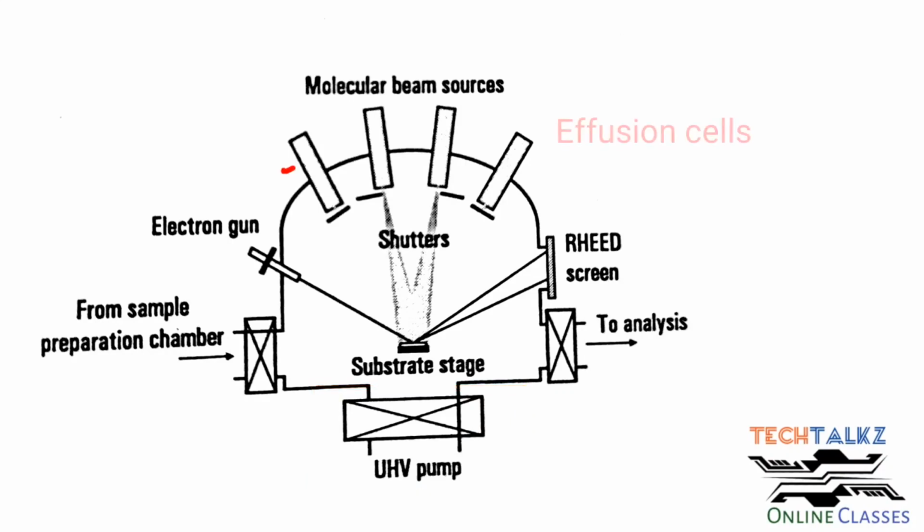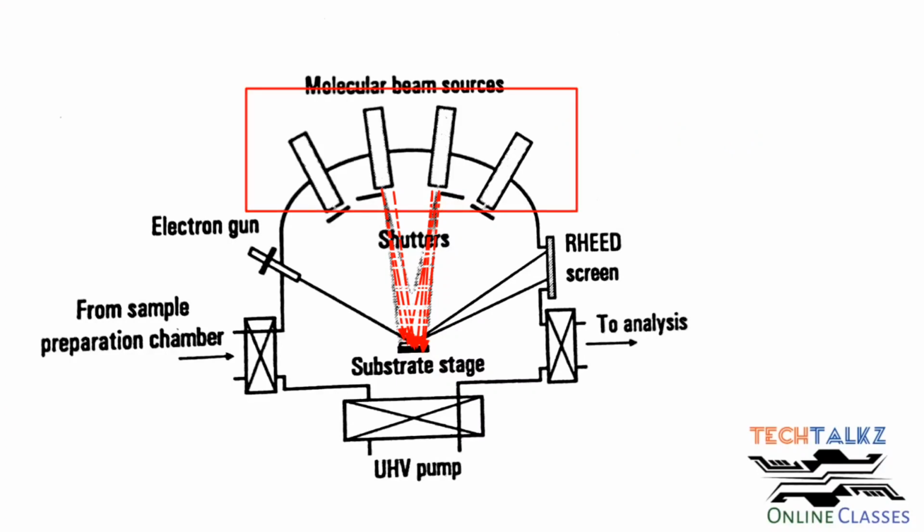Then these are effusion cells. The required solid source material is loaded inside the cylindrical cell, and it will have a small opening, this one. Then the material is heated above the melting point, and this vapor, that is a collimated beam of atoms and molecules, is directed to the substrate. An MBE system or machine will have several effusion cells. These cells are loaded with several elements. Based on the requirements, the corresponding effusion cell will be selected, and evaporated beams will be focused onto the substrate.